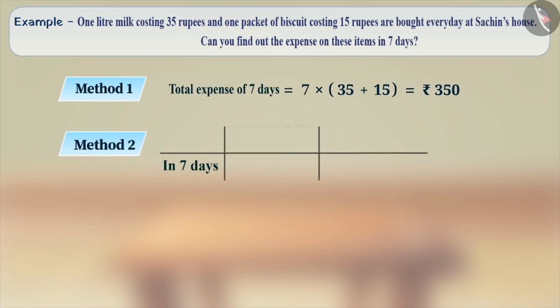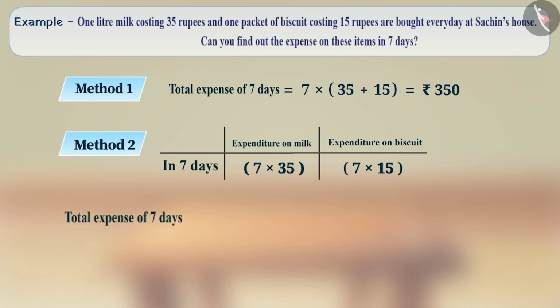Method 2. First, we will find the amount spent on milk in 7 days, which will be 7 into 35. Similarly, we will find the amount spent on the packet of biscuits in 7 days, which will be 7 into 15. Then we will add them and get the total expenditure.